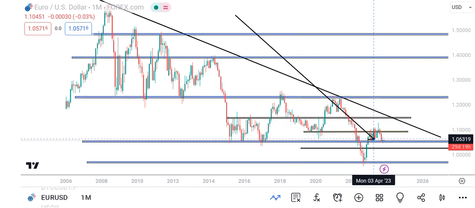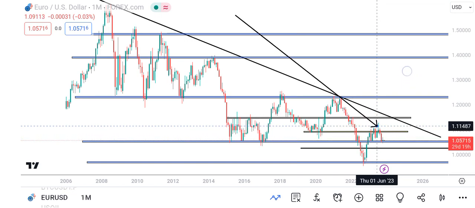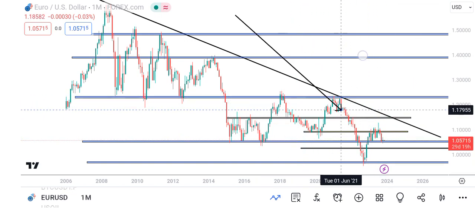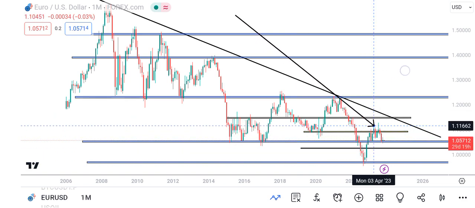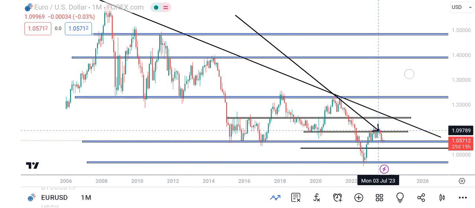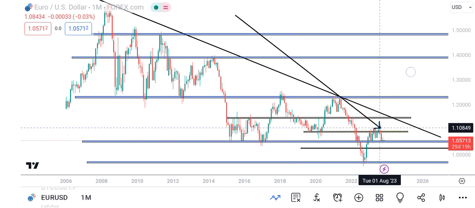So we have the double top, that is the number one indication to the downside. Number two indication to the downside, the neckline is pushing it down. Number three, we have somewhat of a candlestick pattern here.